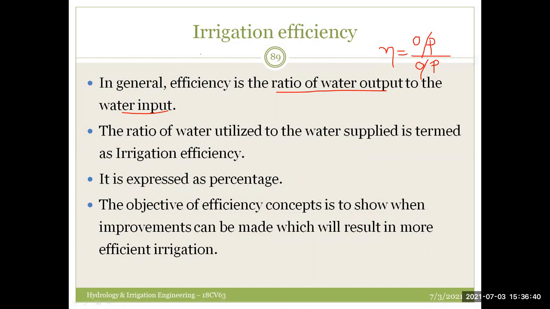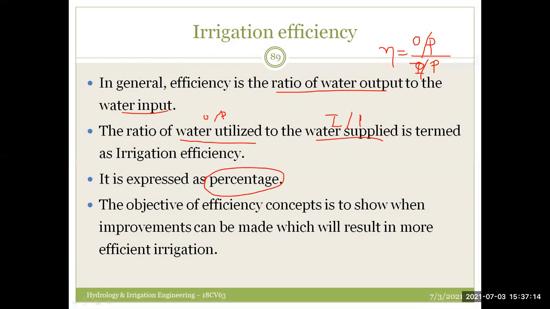But what is irrigation efficiency? The ratio of water utilized to the water supplied is termed as irrigation efficiency. Water utilized will be your output and water supplied will be your input. So the ratio of water utilized to the water supplied is termed as irrigation efficiency, and the efficiency is expressed in terms of percentages, as you know.